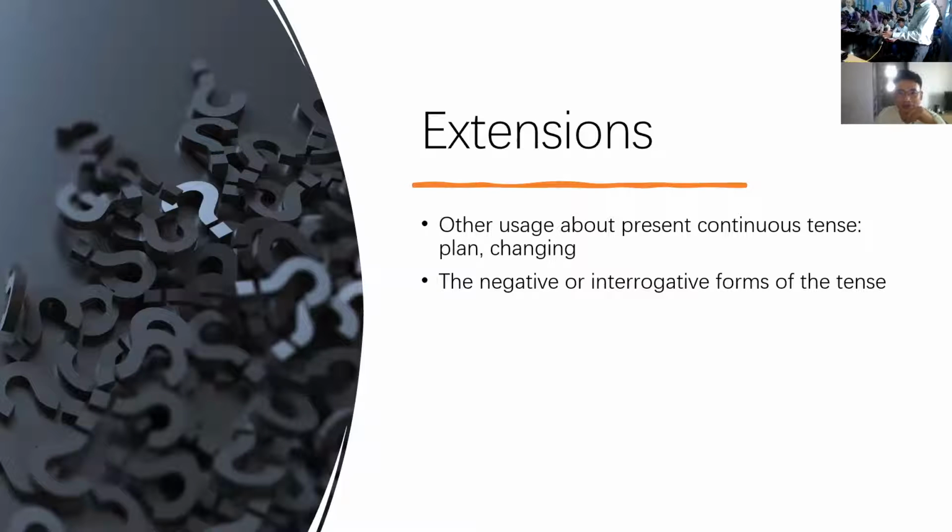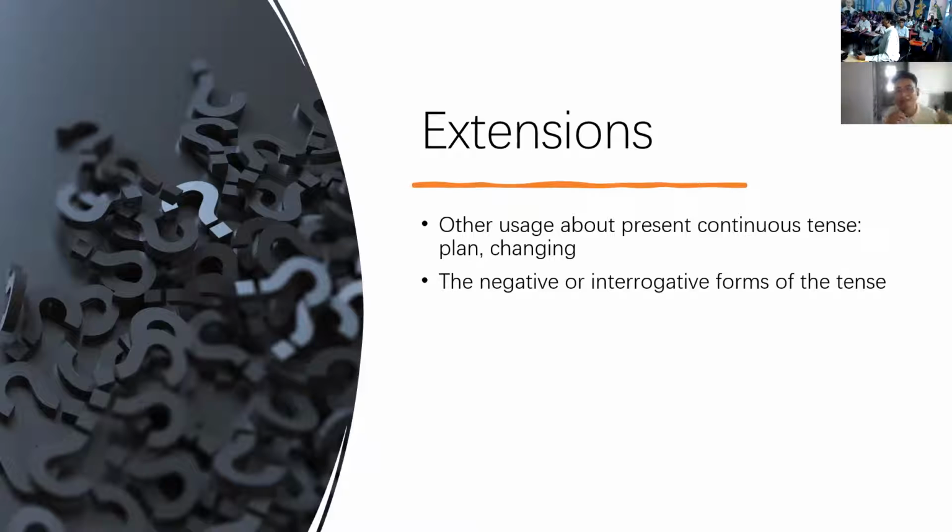Okay. So some extensions, right? You know that the present continuous tense usually means we use this tense to talk about something that's happening right now. But sometimes we can use present continuous tense to talk about a plan, or something that is changing gradually. For example, you say, I'm going to play football. It's similar to present continuous, but it means a future action, a plan.